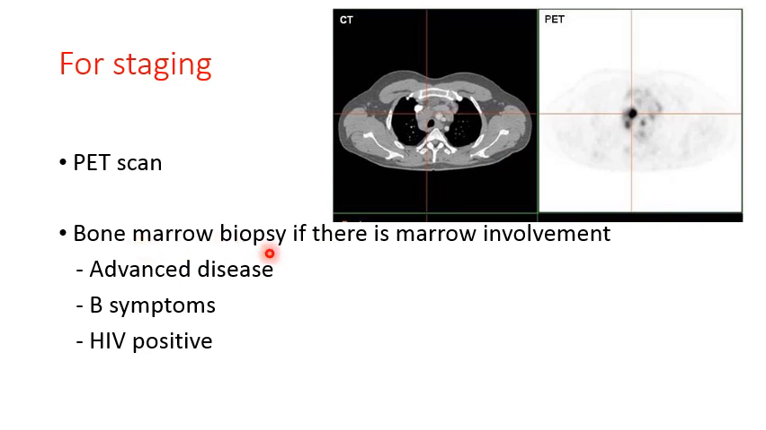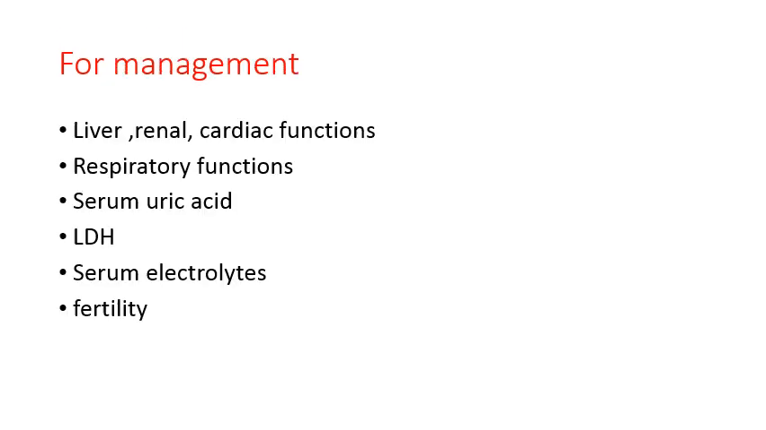And bone marrow biopsy should not be done routinely. It is done if there are features suggestive of marrow involvement, and also in patients with advanced disease, stage 4, and patients with B symptoms. Generally, if the patient has B symptoms, the prognosis is poor. So you have to look for bone marrow involvement, especially in patients who are HIV positive. For etiology, EBV serology and HIV testing.